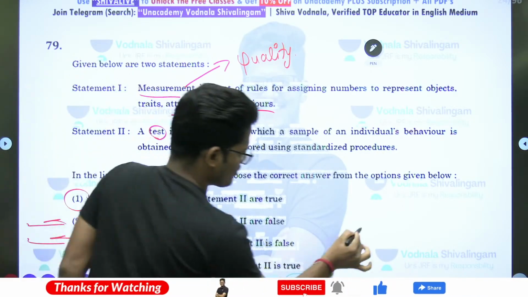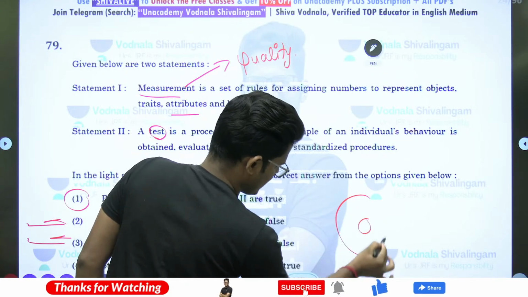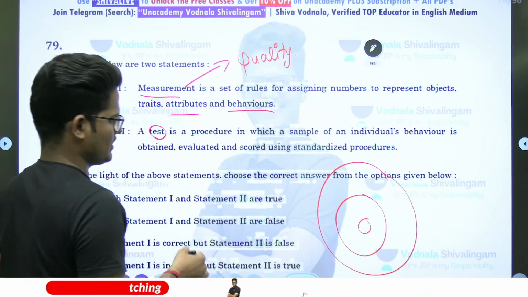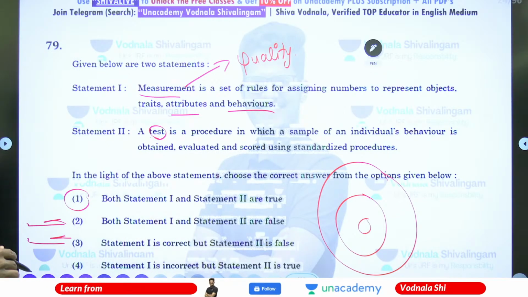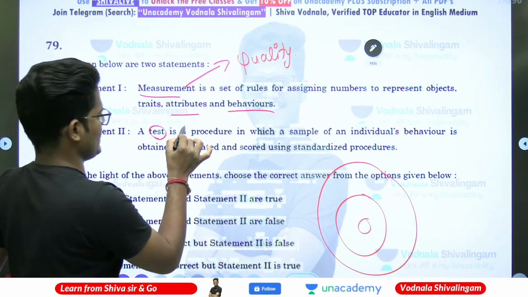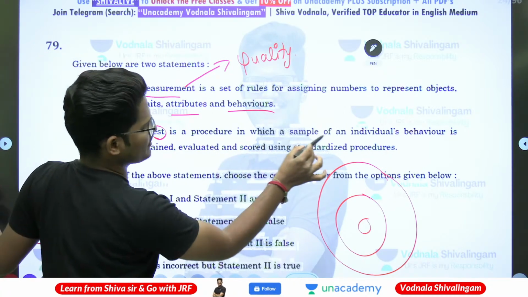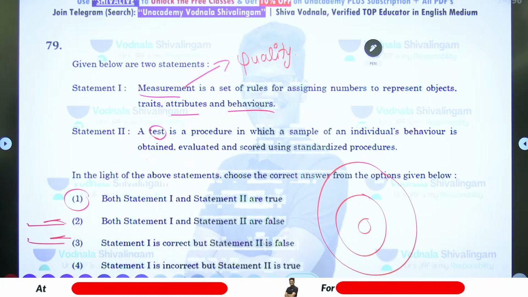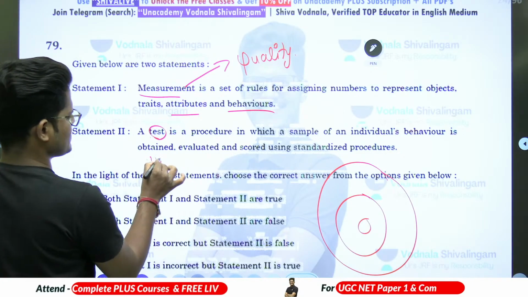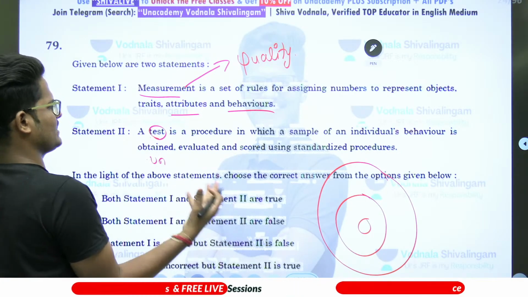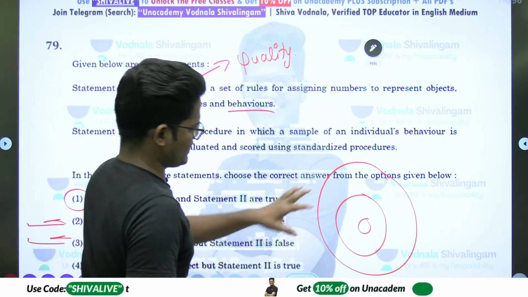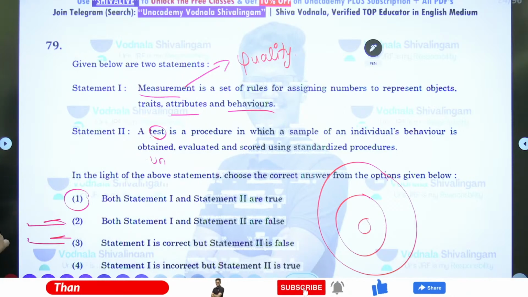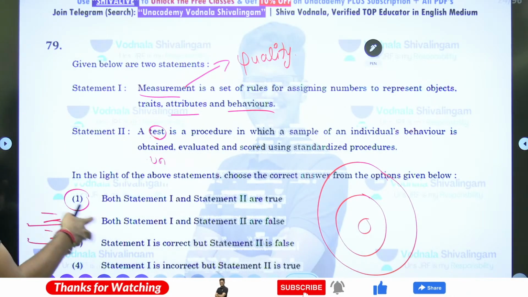Test, measurement, evaluation. Like this it is going to be there. So here test is a procedure in which a sample of an individual's behavior is obtained, evaluated and scored using a standardized procedure. Yes, it is like a unit test or any test. It can be a small test or a big test. The test will be conducted to analyze the individual person's behavior and what is his score according to the criteria which we decided.